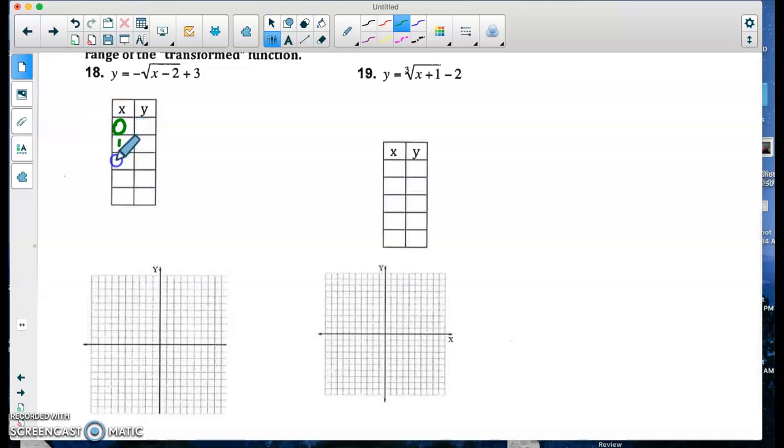We're going to use 0, 1, 4, and 9. The reason why we're doing those, they are perfect squares. The square root of 0 is 0, the square root of 1 is 1, the square root of 4 is 2, and the square root of 9 is 3.